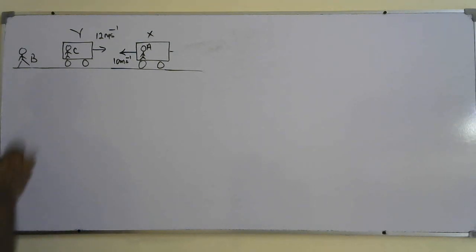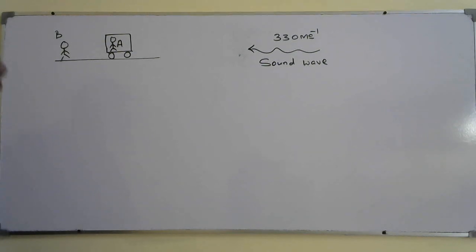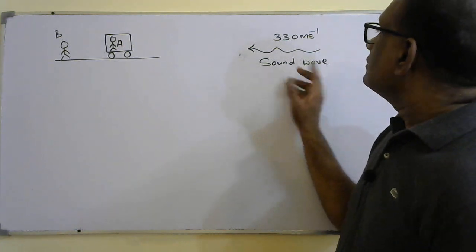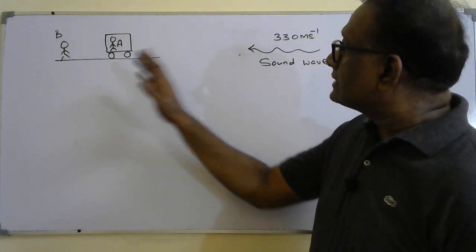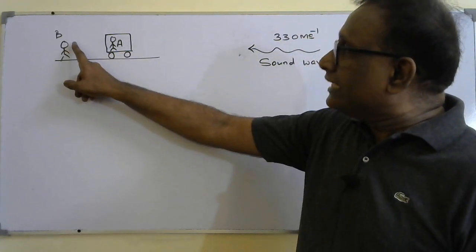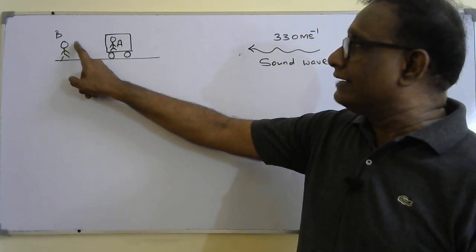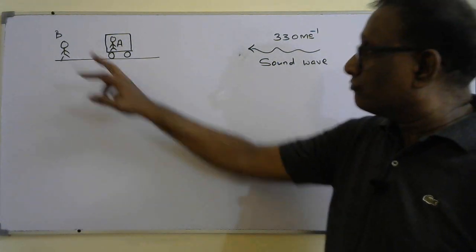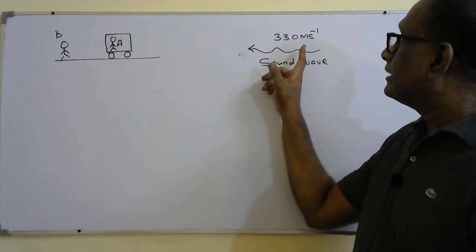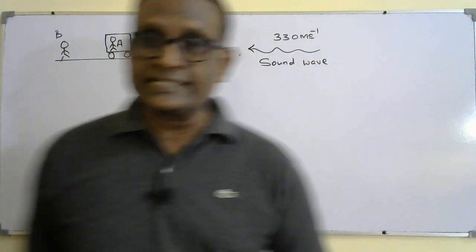Same thing is true for sound wave also. Relative velocity is applicable for sound wave also. Okay, so now think about sound wave. A sound wave is emitted and it's moving towards left, this direction. So relative to B, who is at rest on the Earth, on the frame of reference of B, the speed of the sound is 330 meter per second towards him, or towards left.